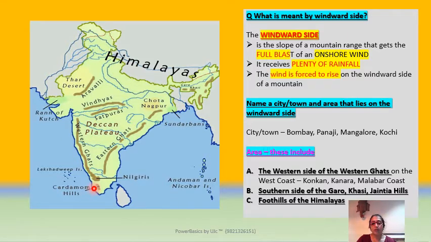Then the southern side, I explained in the previous slide, the southern side of the Garo and Khasi hills and the foothills of the Himalayas, which are also on the southern side of the Himalayas. The Himalayas are placed east-west, west-east facing. So southern part of the Himalayas, the foothills of the Himalayas.